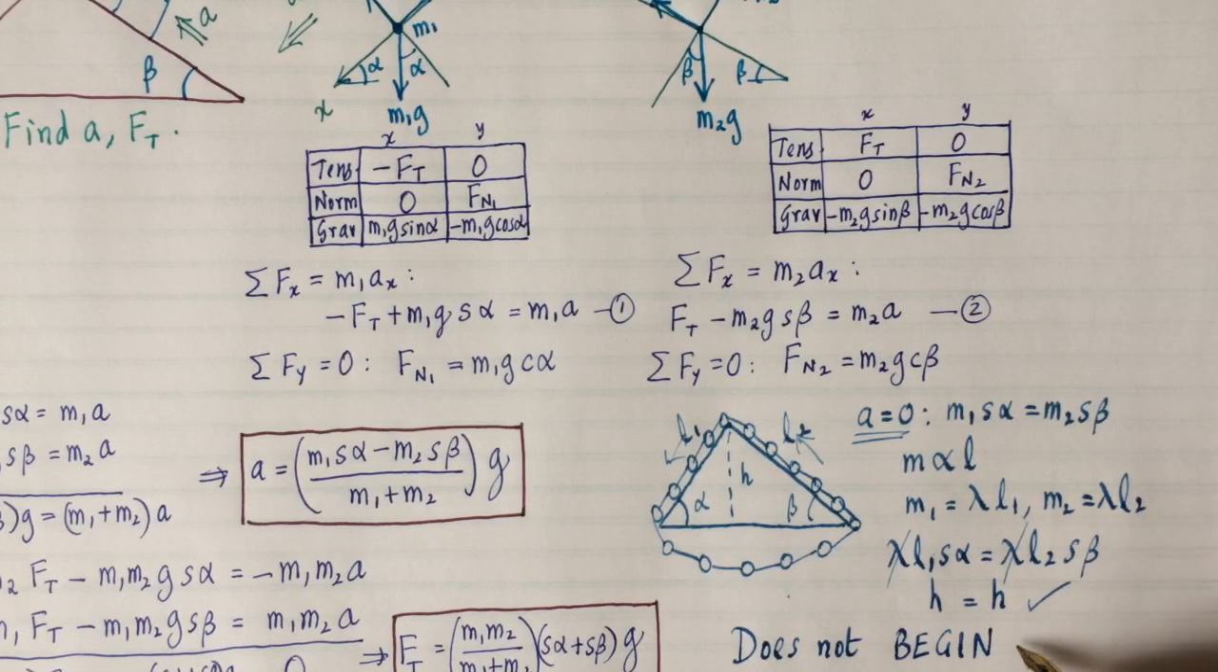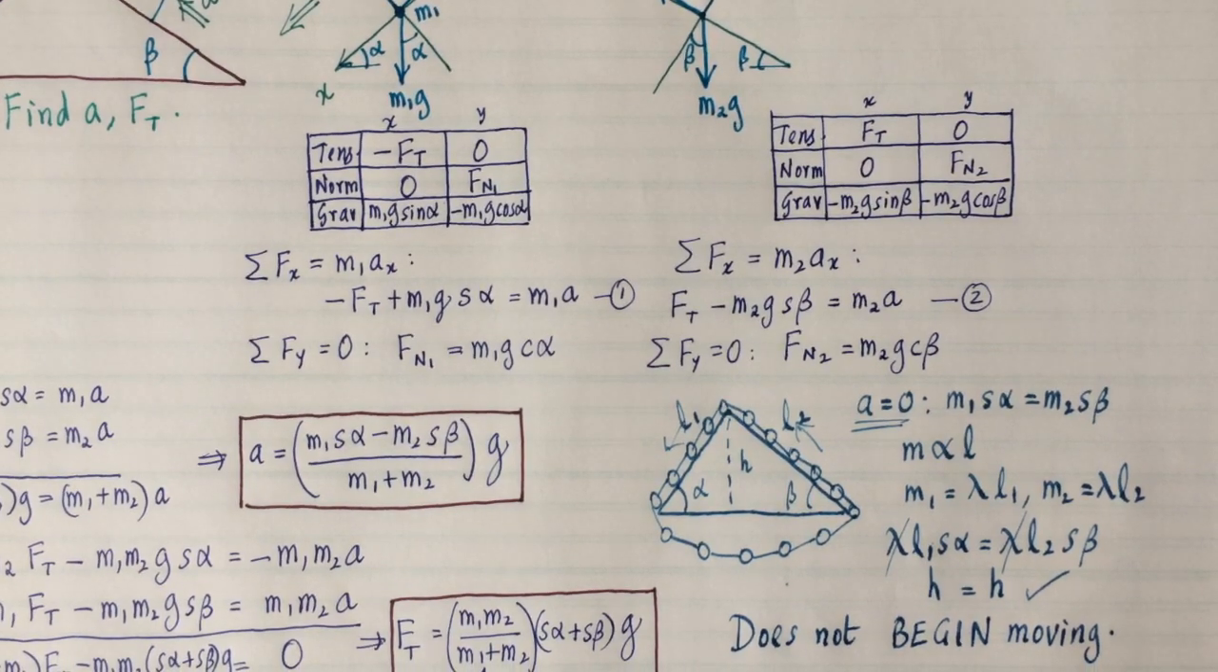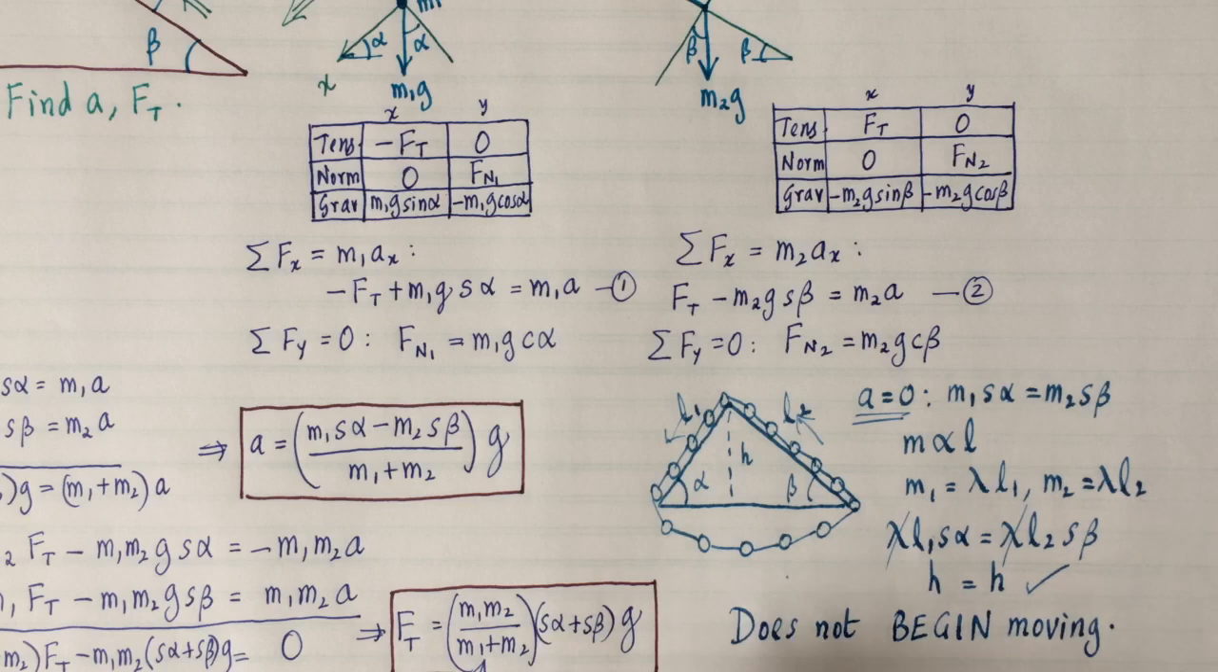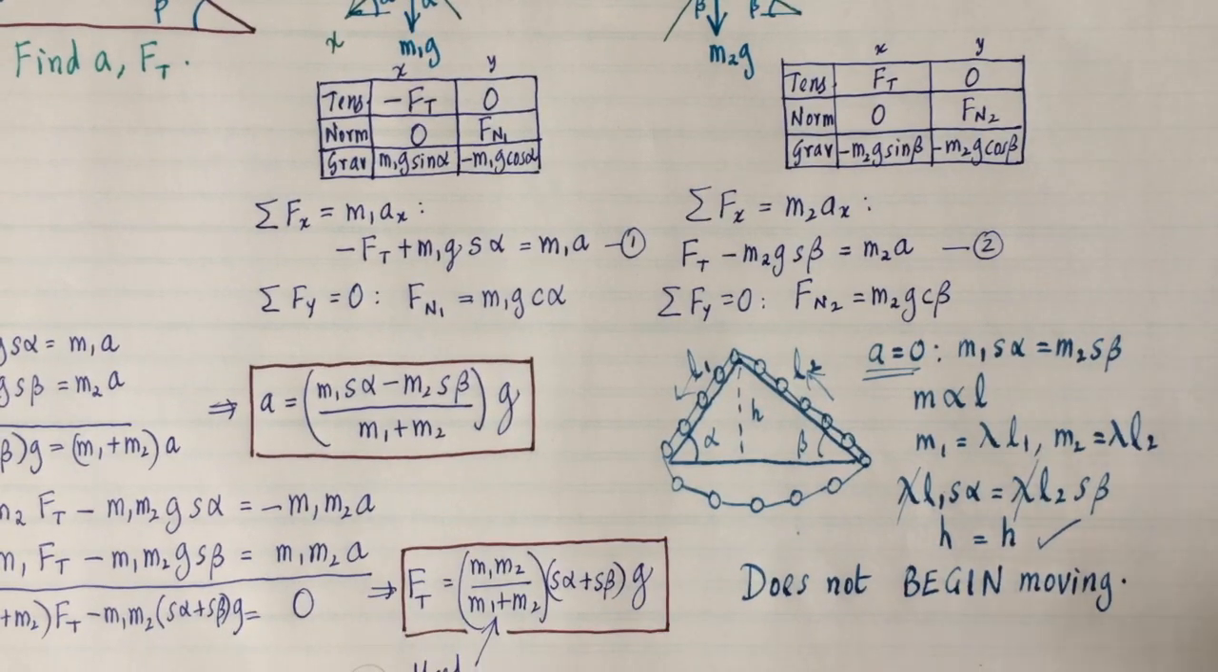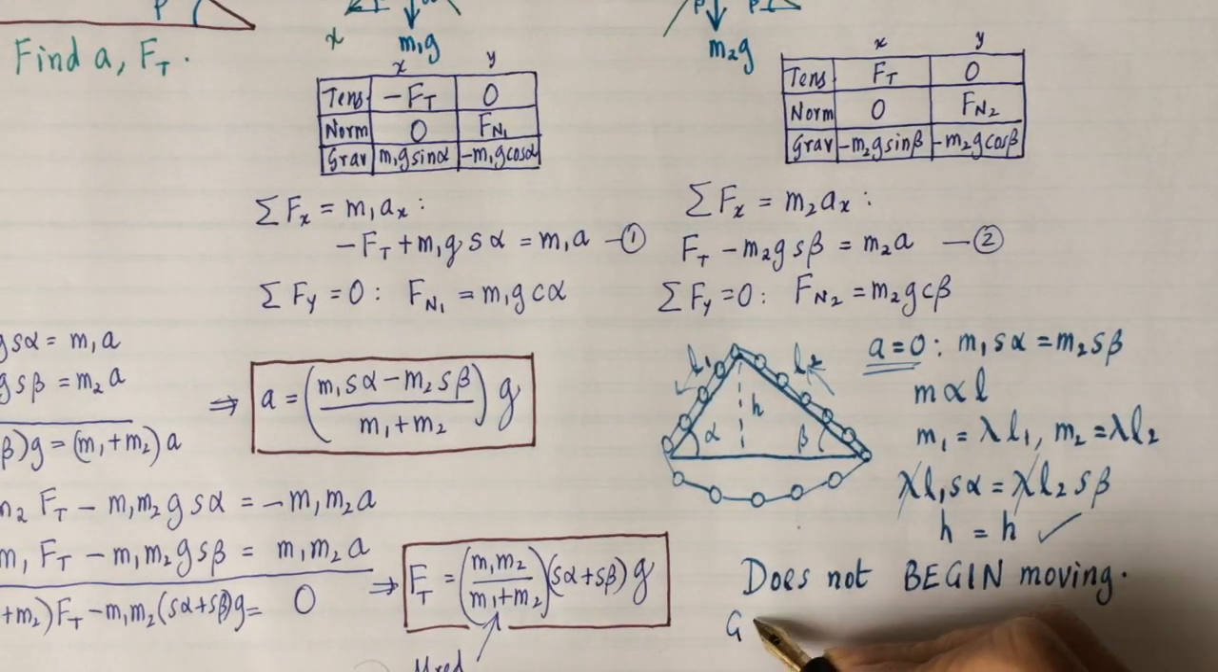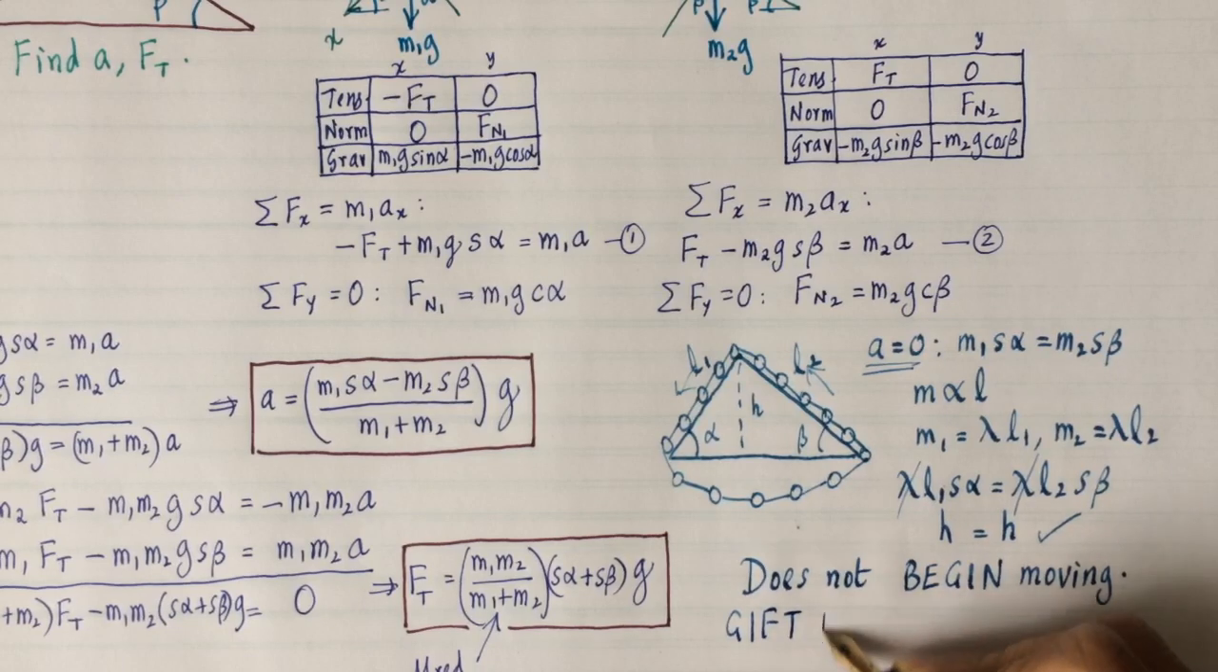That's very important. This choice of words is very important. It doesn't begin moving. But if it's already been set in motion, will it ever stop? In a very ideal world with no air resistance and no energy loss to vibration and any of those things, no, it'll keep moving. Such a perpetual motion machine which keeps moving but does no useful work is called a gift motion machine.